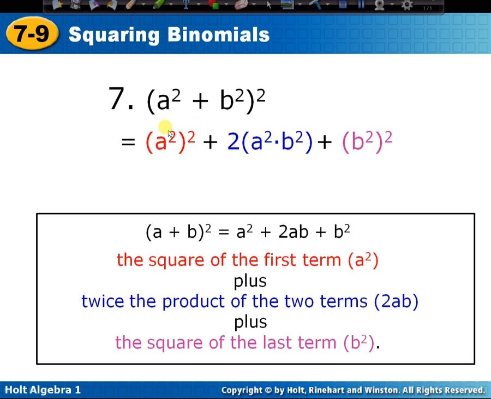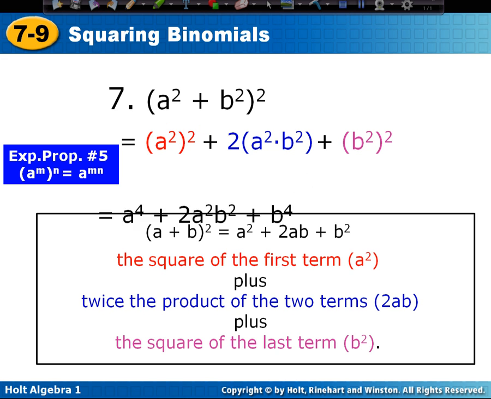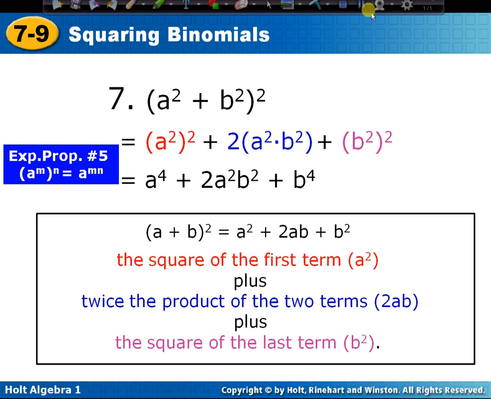Then again, this is where my exponent properties come into play. If I have a power to a power, I'm going to multiply. So I'm going to say 2 times 2 is 4. So that's going to become a to the fourth. And then here, a squared times b squared, again, is just a squared b squared, times 2 is 2a squared b squared. Plus, and then if I have b to the second raised to the second, again, a power raised to a power, you're going to multiply those, and 2 times 2 is 4. So that's a to the fourth plus 2a squared b squared plus b to the fourth. And that's the same answer we got whenever we did it the other way. Take a minute, make sure you have that written down. Again, you do not have to write what's in the box, just make sure you have the work written.